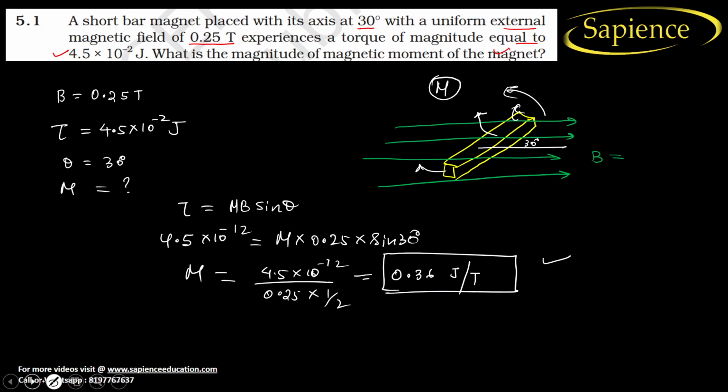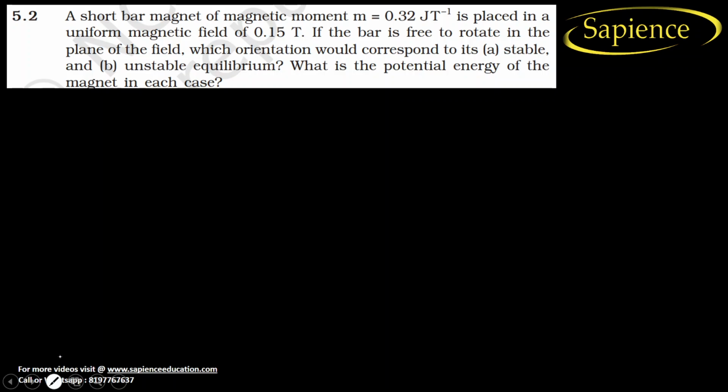So let's proceed to the next question, and the next question for us is 5.2. Before solving, just go through the question. A short bar magnet of magnetic moment 0.32 joule per Tesla is placed in a uniform magnetic field of 0.15 Tesla. If the bar is free to rotate in the plane of the field, which orientation would correspond to its stable as well as unstable equilibrium, and what is the potential energy of the magnet in each case?